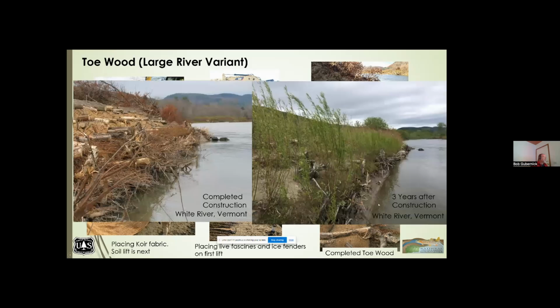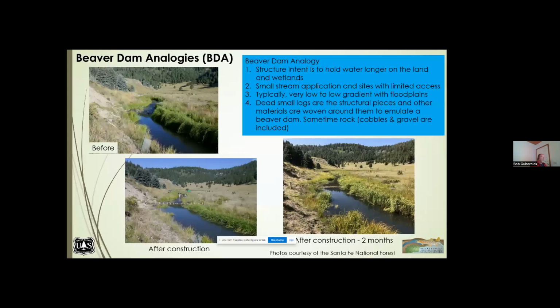And here's a picture of what it looks like once it's completed and after years of construction. Then you could do beaver dam analogies. Joe Wheaton's pioneered this. It works very well in historic areas where there's been beaver that have been extirpated from trapping and historic management. And it's a structure that's small, hand done, used to back up water and retain more water on top of the wetlands. We use it a lot in the West.